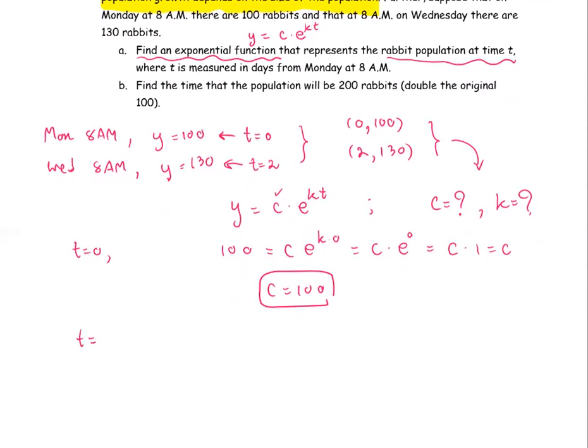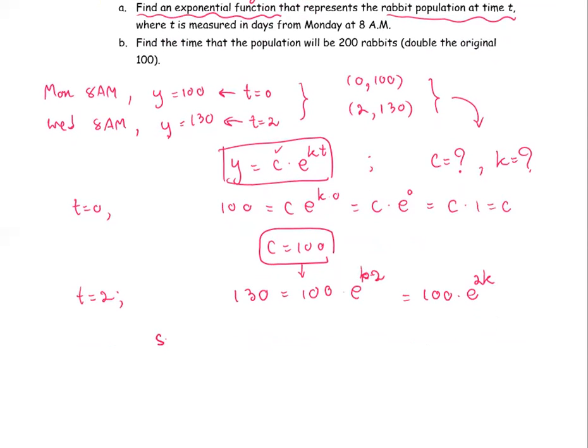Next, we're going to use the second ordered pair to find the value of k. In this case, t is 2 and y is 130. Replace them in the formula of the function that we're going to find. So y is 130. C we already know from using t equals 0, y equals 100. So we replace c with 100 and multiply by e to the power k times 2, or 2k. We write it as 100 times e to the power 2k. At this point, we are going to solve for k.